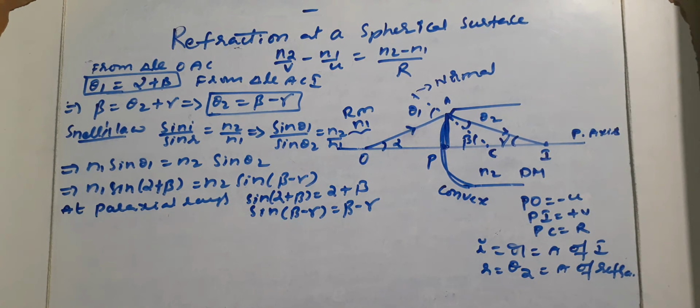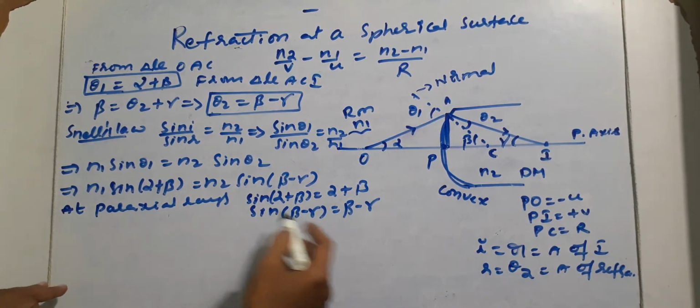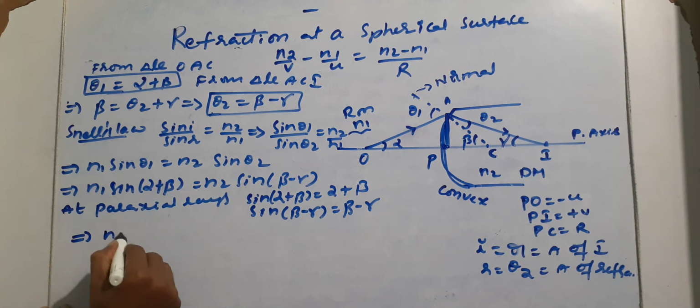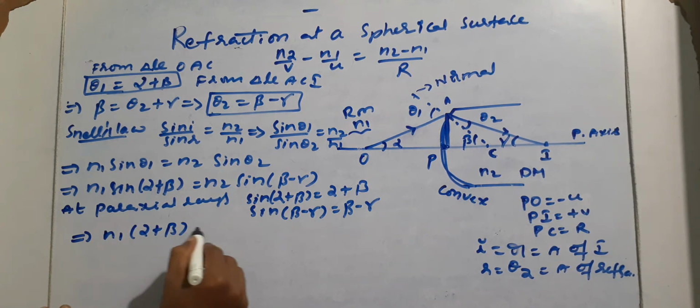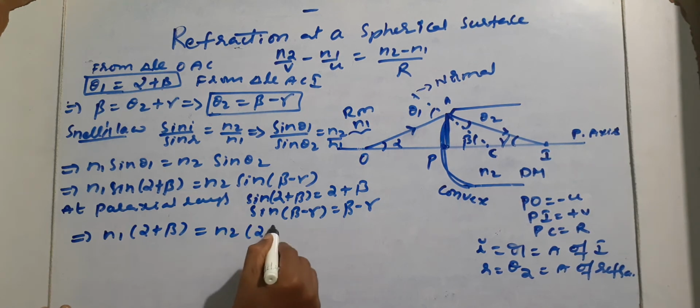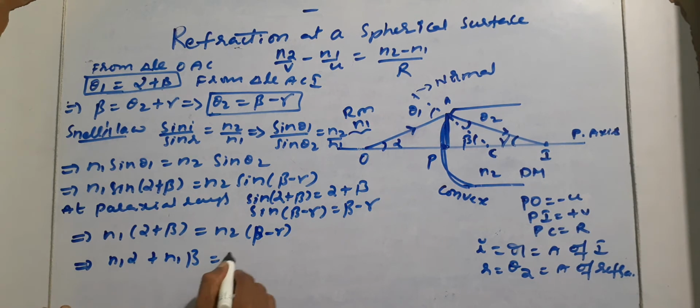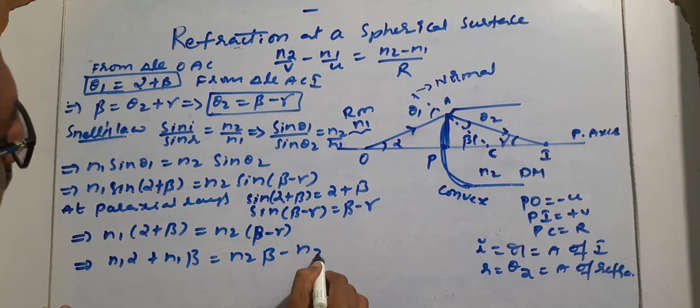So in the case of paraxial rays, we can take sin of alpha plus beta equal to alpha plus beta. We can neglect sin because the angles are very small. Beta minus gamma, so also equal to beta minus gamma. So that is why we can neglect sin. So it's n1 times alpha plus beta equals n2 times beta minus gamma. So now multiplying, n1 alpha plus n1 beta is equal to n2 beta minus n2 gamma.